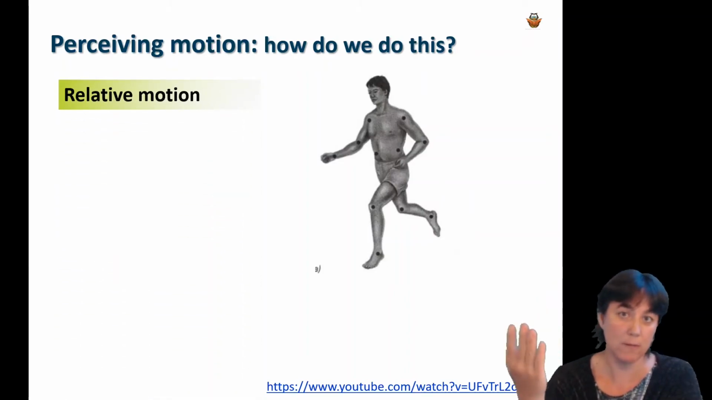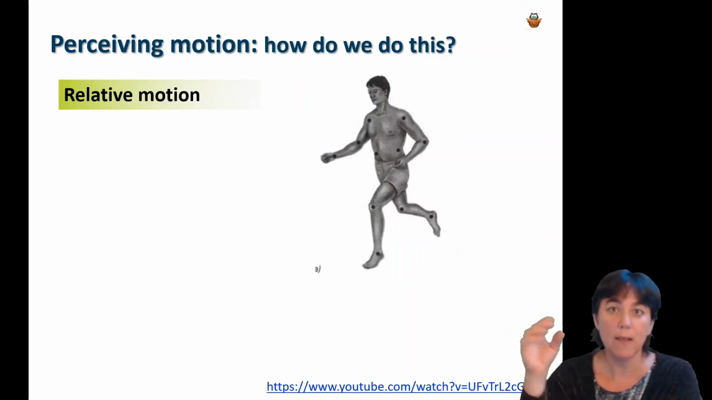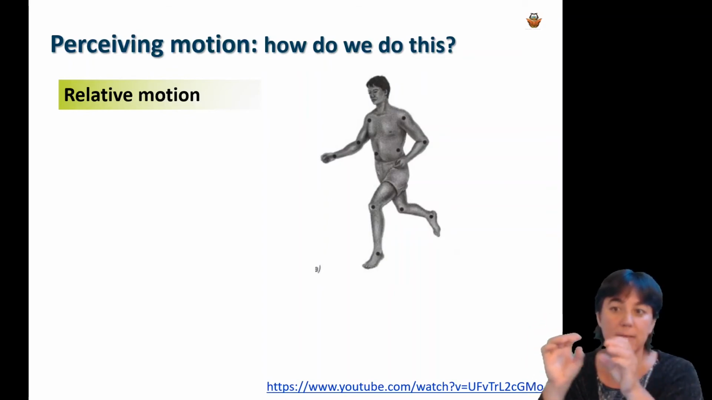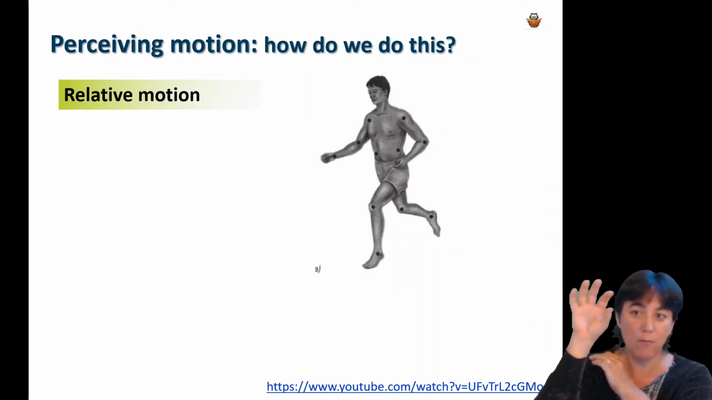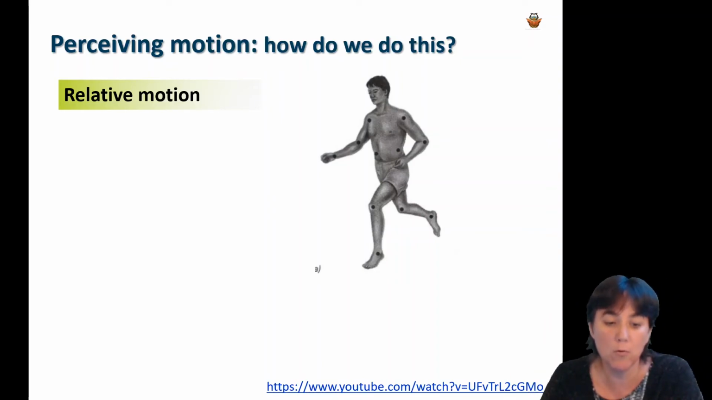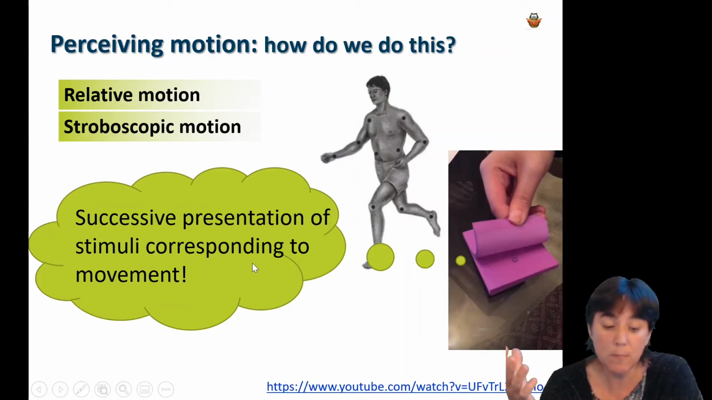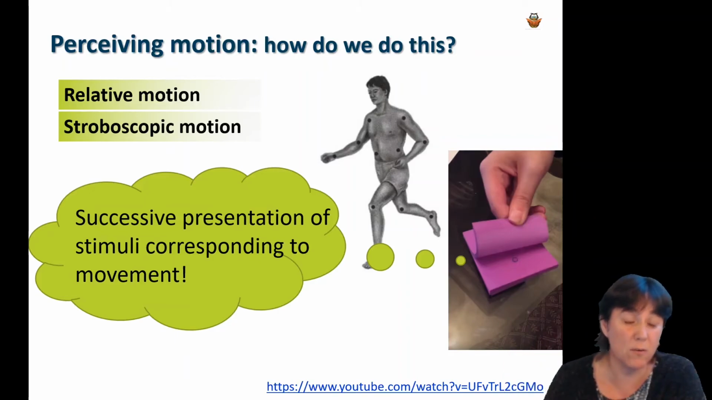So you have a solid background and you see a runner in front of the background, then the actual movements in front of the black background, this movement is obviously motion. What if this doesn't happen? We can also have something that we call stroboscopic motion. Well, we have a successful presentation of a stimuli corresponding to movement, although there's no real movement.